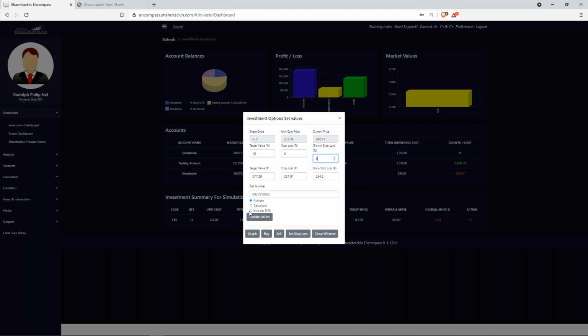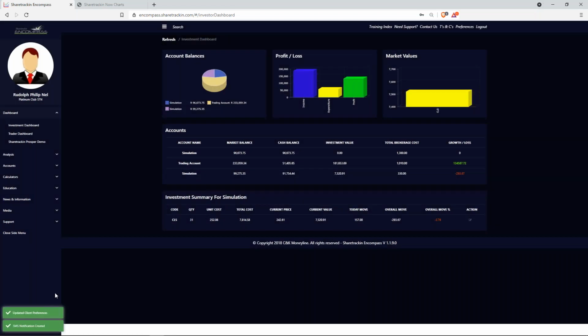Okay, so the other two that you get is increase and decrease by X value, right, from your set value. All right, so intraday you need to turn on if you want to get 3 SMS notifications per day. All right, once you've done that, you've selected activate, you've decided on your intraday, then just click on update values. At the bottom left hand corner, it will tell you that your SMS has been created.